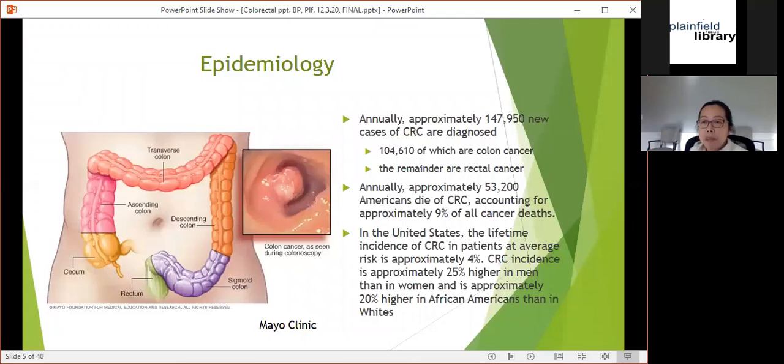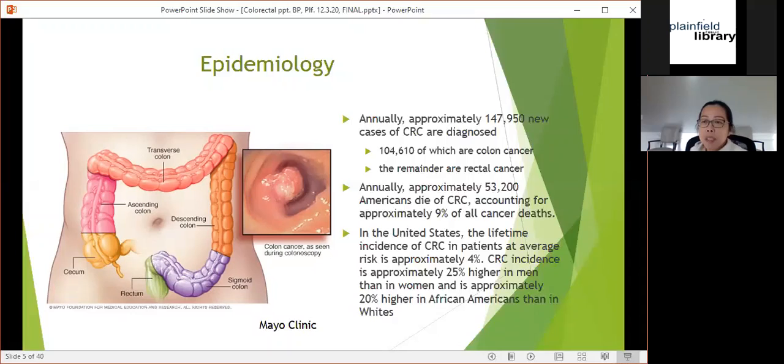This picture from Mayo Clinic shows us the large intestine. We divide the large intestine into cecum, ascending colon, transverse colon, descending colon, and the sigmoid colon. This is useful for us to locate the colon cancer. Rectum is connected to sigmoid colon. The treatment of rectal cancer is slightly different from colon cancer. So the mass shown in colonoscopy here is an example of colon cancer.